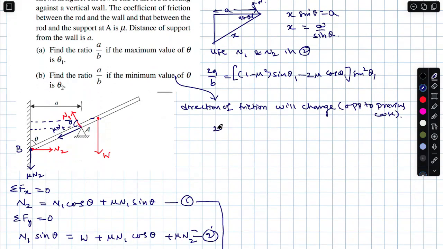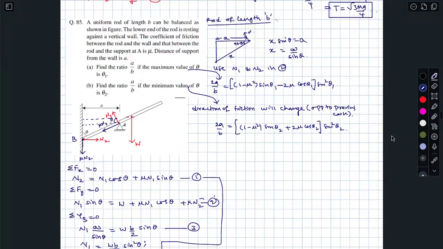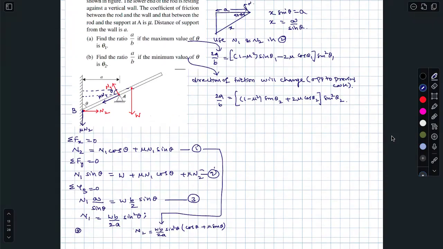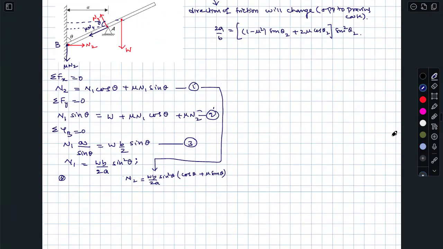By doing which you will get a condition: 2A by B is 1 minus mu square, because you require two different angles for this. They are given theta 1. So theta 1 is substituted here. They are given theta 2, sin theta 2 plus 2 mu cos theta 2 sin square theta 2. And I don't want to do much on this. But that's the concept. Have you understood the concept? Right.